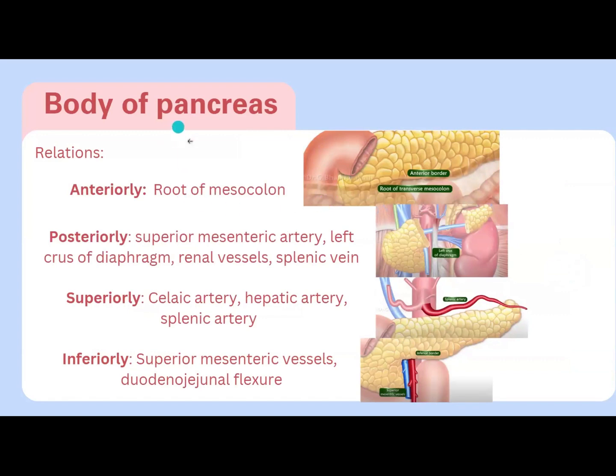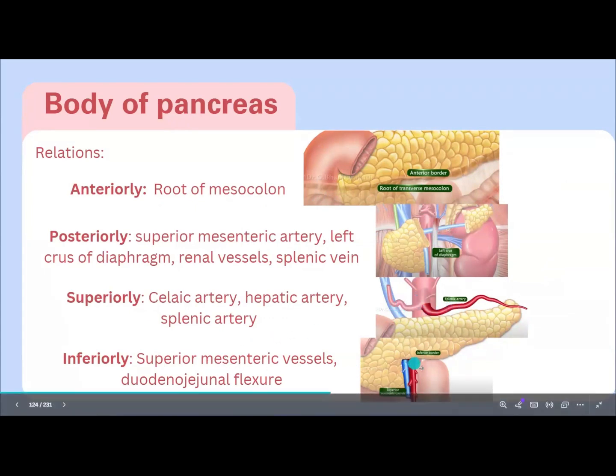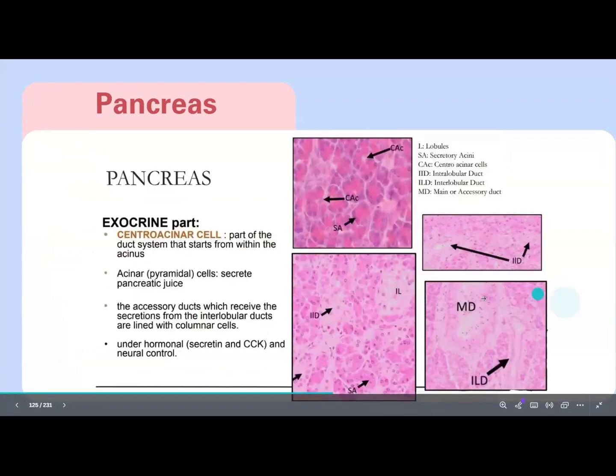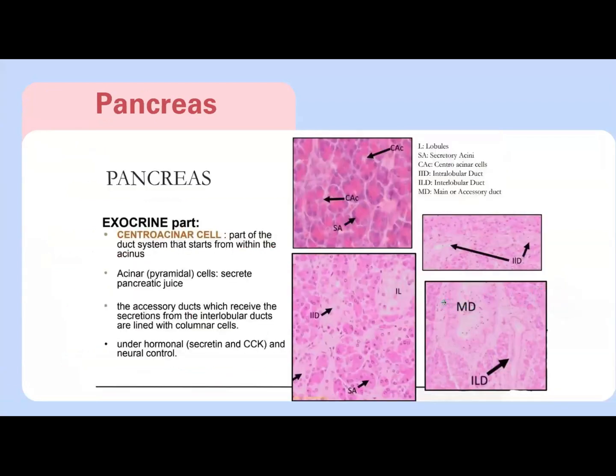Okay. So the body of the pancreas, anteriorly we have the root of the mesocolon, posteriorly the superior mesenteric artery, the left crus of the diaphragm, the renal vessels, and the splenic vein. Superiorly to it, you're going to have the celiac artery, hepatic artery, and the splenic artery. Inferiorly, you will have the superior mesenteric vessels and the duodenojejunal flexure. Okay, do you have any questions about the anatomy other than the pancreatic ducts? We're going to come to it at the end.